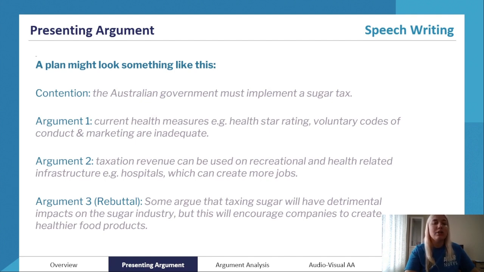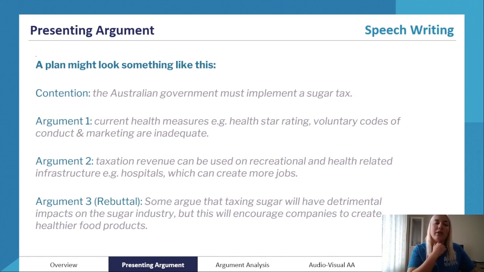For instance, my contention is that the Australian government must implement a sugar tax. So I have a perspective for the issue. My argument one, I wanted to introduce that current health measures such as the health star rating, the voluntary codes of conduct and marketing are inadequate to reduce sugar consumption. For my second argument, I will go into the fact that taxation revenue can be used on recreational and health-related infrastructure such as hospitals, which could create more jobs. So the sugar tax would have an economic benefit to it.